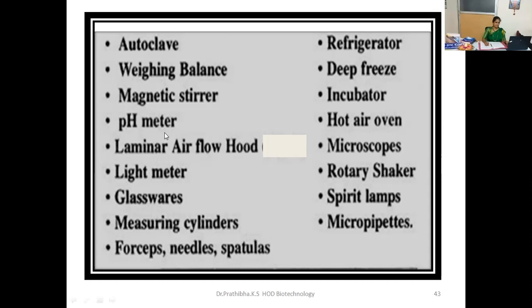Then we need a pH meter. A pH meter is a scientific instrument that measures the hydrogen ion concentration, or pH, in a solution, indicating its acidity or alkalinity. It is necessary equipment for a plant tissue culture lab, as the media required for plant tissue culture should be slightly acidic. Usually how much do you maintain? That is 5.8. It becomes very imperative to set the pH of the medium for making the nutrients available for plant tissues. If the pH is not adjusted properly, what happens?